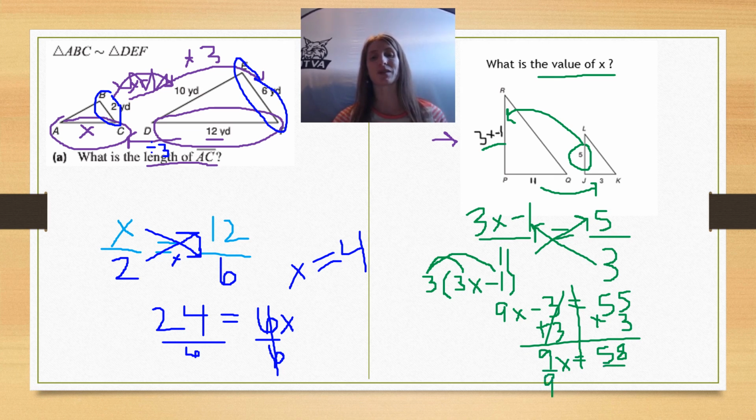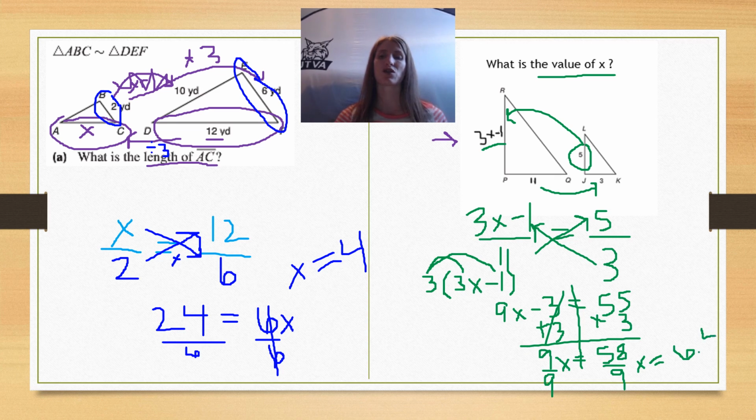So the opposite of timesing is to divide, so I'm going to do 58 divided by 9. And when I pull up my handy-dandy calculator, 58 divided by 9 is, as a decimal, 6.4444. So x equals, we're just going to say 6.4. Now we could have left it as 58/9.